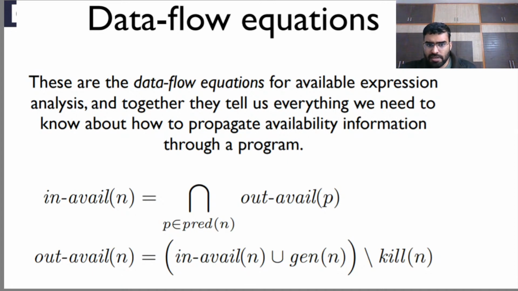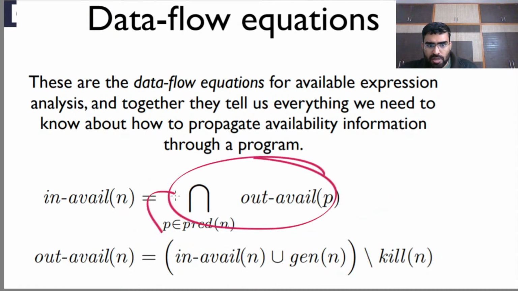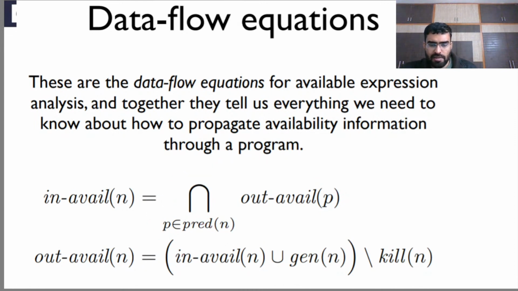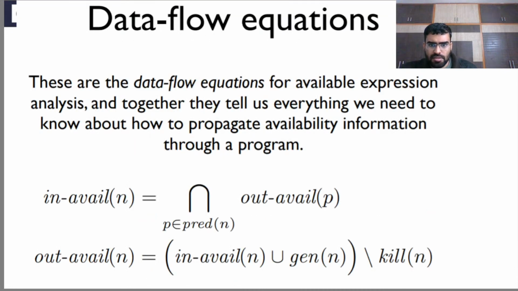You can combine them, right? Yes or no? Because you can notice here you are using avail of n, so this you can put here, this you can put here, correct? Yes or no? This you can put here. Okay, so what you will get is out of avail, in terms of this.